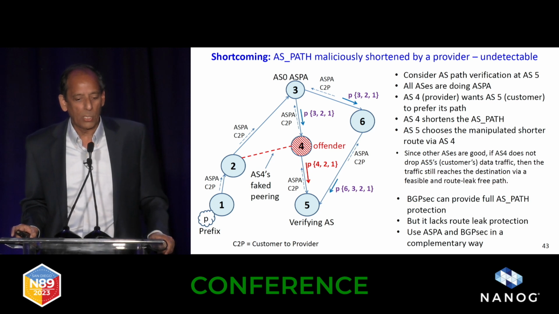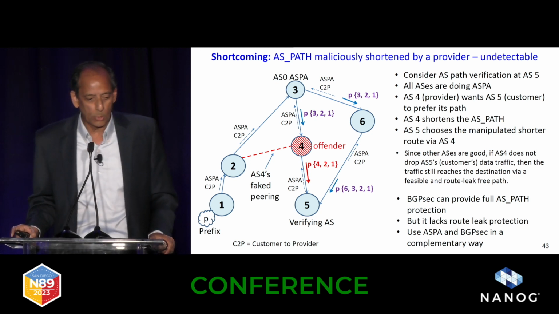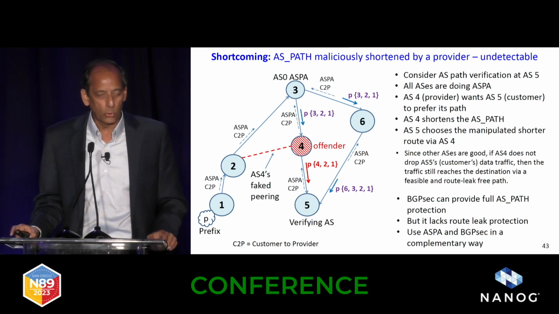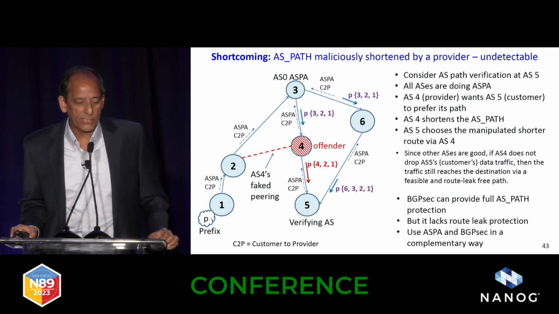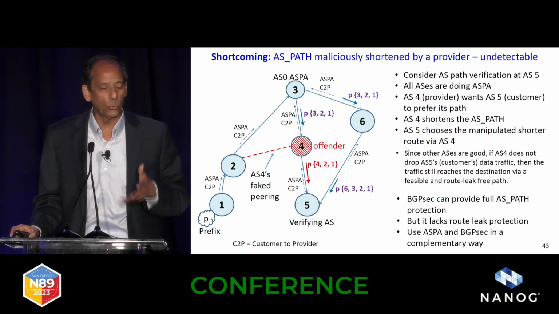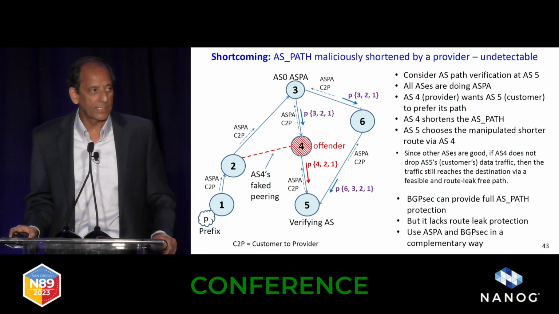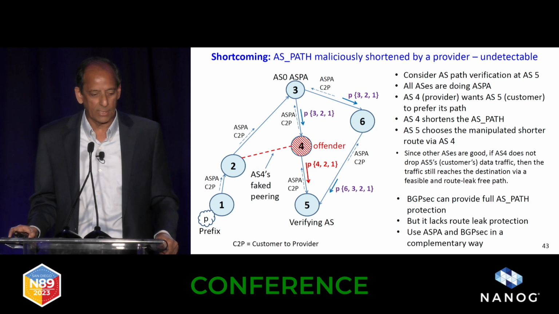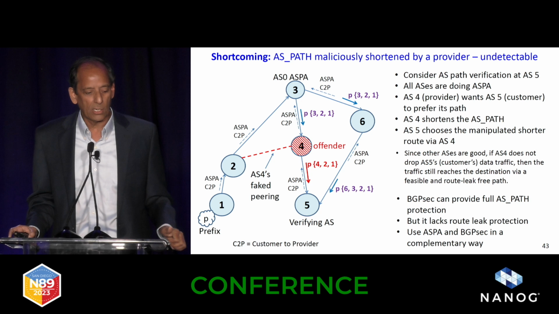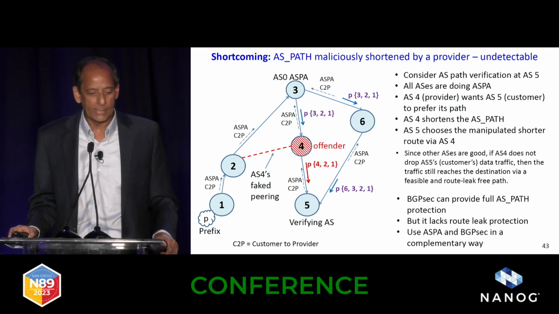But this is an example of malicious path manipulation. In this picture, every AS is doing ASPA, including the offender AS4. Now, AS4's customer is AS5. AS5 is multi-homed to two providers, and it should receive two routes, one from AS4 and another from AS6, for the prefix P on the lower left-hand side.